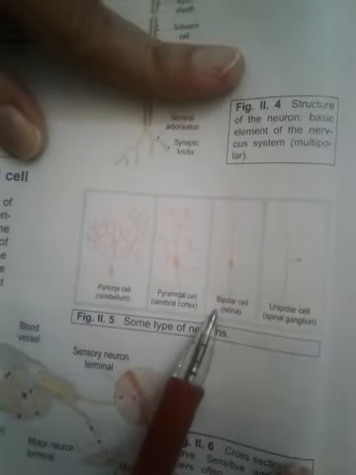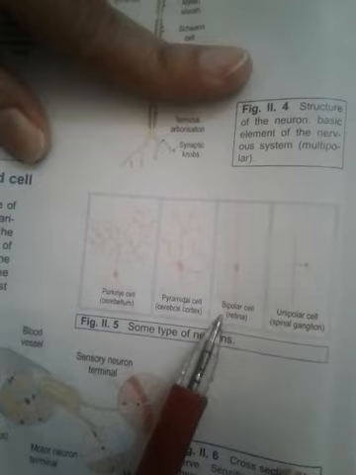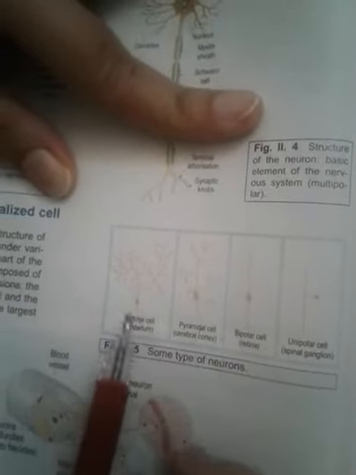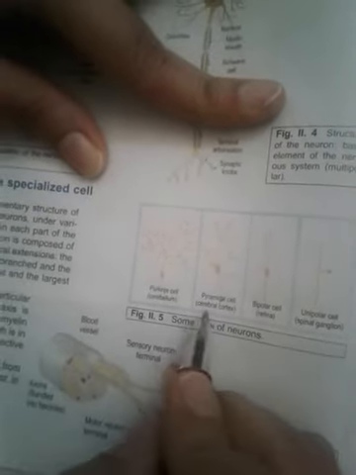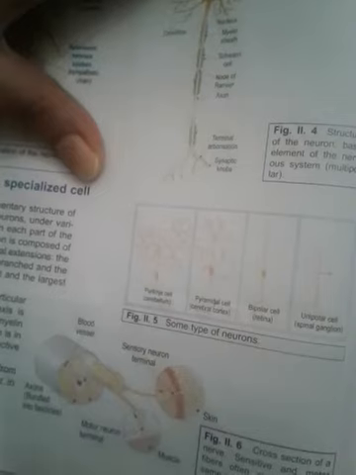So these are some types of neurons present in our body. They're present on book page 58. This is the unipolar one. It's found in the spinal cord. The bipolar one is found in the retina of your eye. This is a multipolar one, and this is again a multipolar one. They're present in the cerebral cortex and the cerebellum. Again, cerebral meaning brain. Okay.